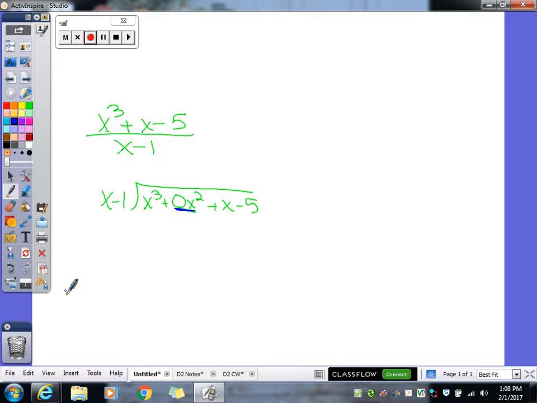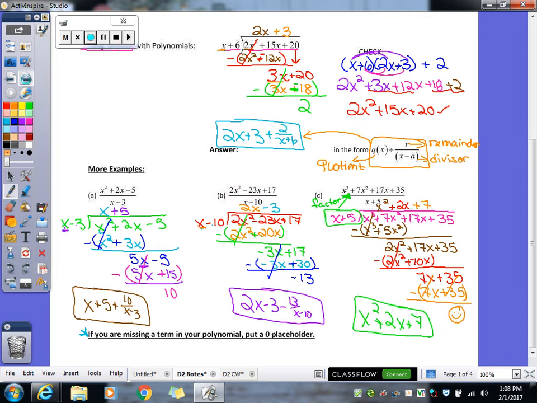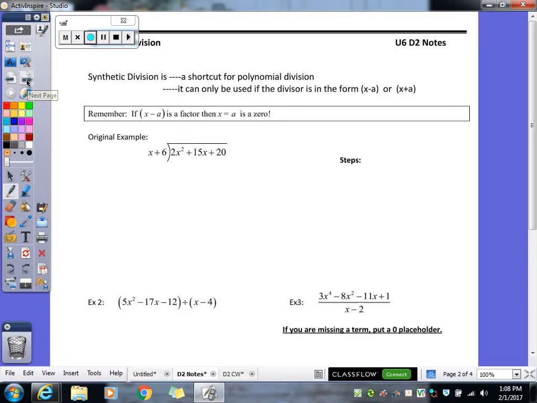Capiche? Capiche. All right. Let's go on the back here. This one's my favorite. I love synthetic division. Woo, synthetic division, little smiley face. Woohoo!